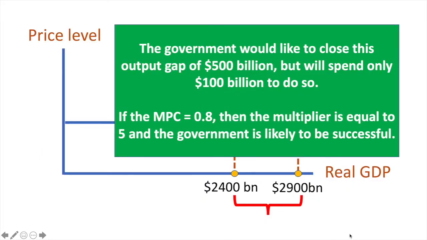The government would like to close this output gap of $500 billion, but will spend only $100 billion to do so.